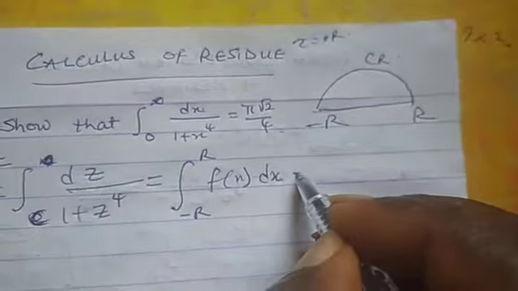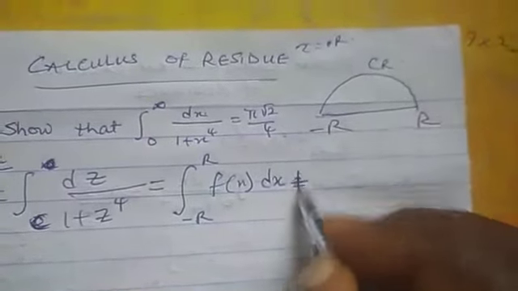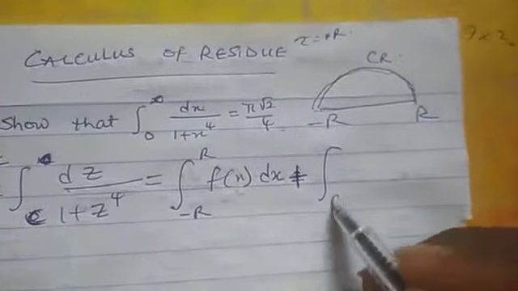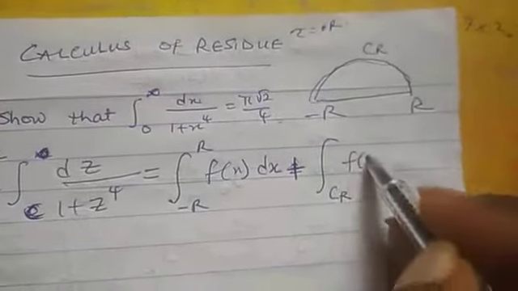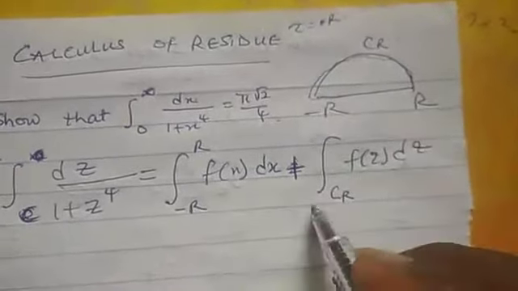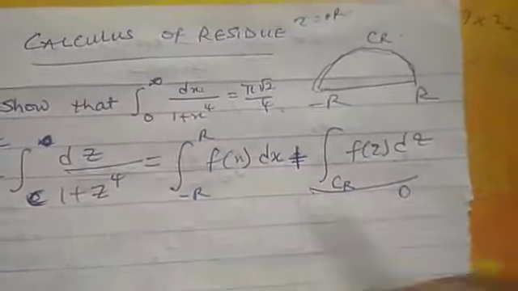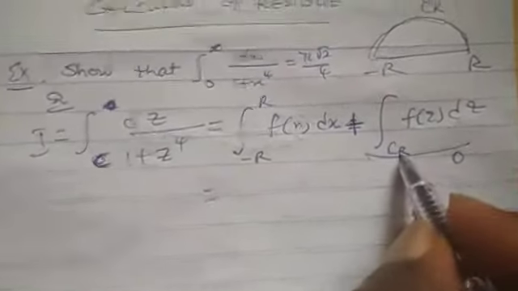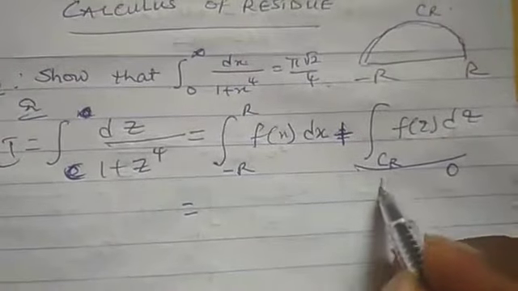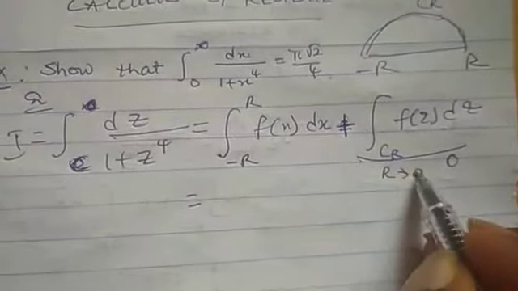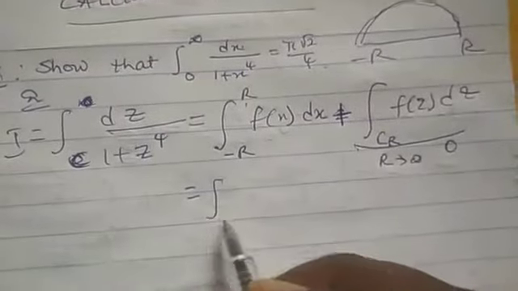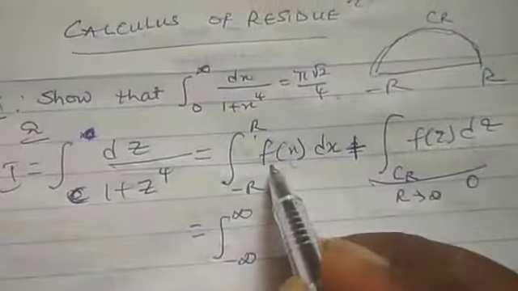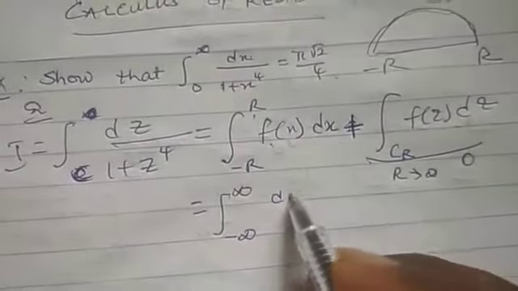So from that place, plus the integral over the second one here, C_R, this will be f of z dz. By the theorem I proved, this will be 0. After using the theorem, it simply means I have taken R to be infinity. So I take R to be infinity here: minus infinity to infinity, f of x dx.